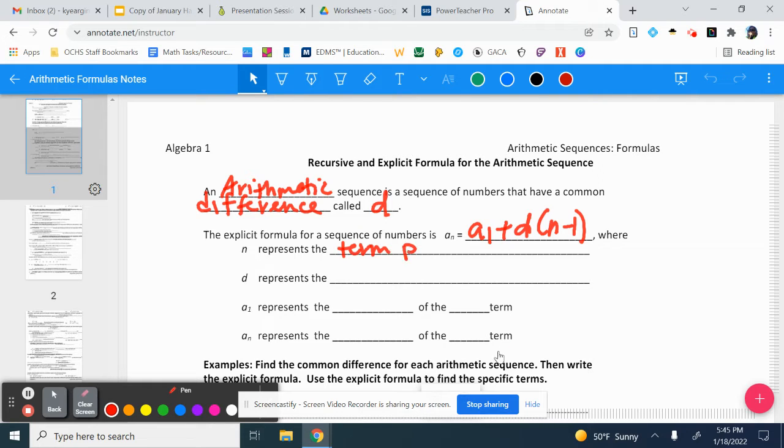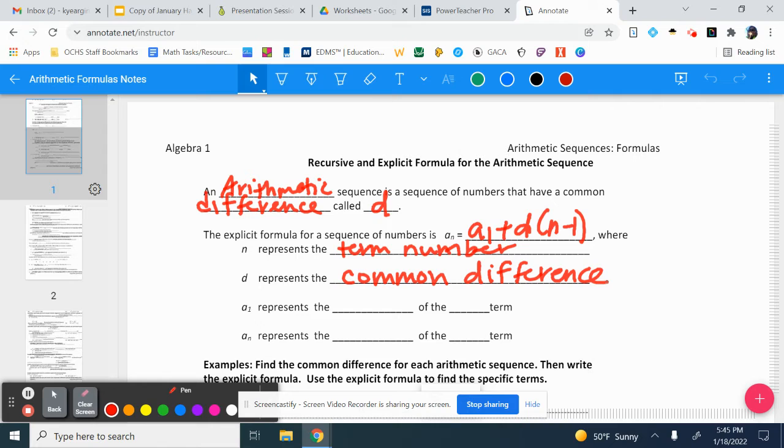So again, what place does it come in? The term number simply is the place. First, second, third, etc. D will represent the common difference. So what did we add? And even if we're subtracting, remember we can talk about that in terms of addition. If I have a sequence 30, 27, 24, you might say that I'm subtracting 3, or I can talk about that in terms of adding a negative 3.